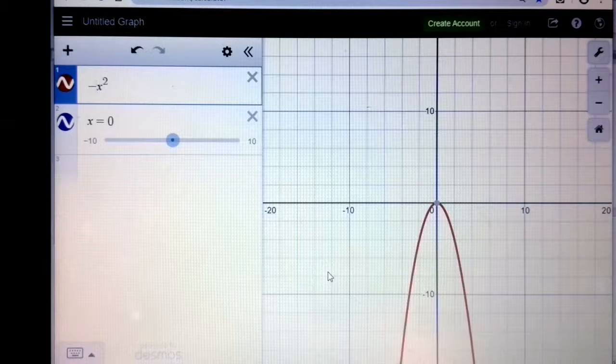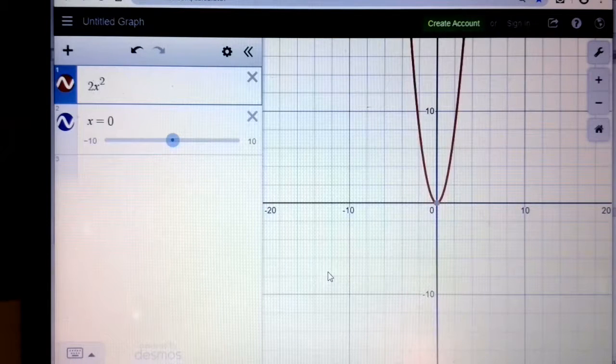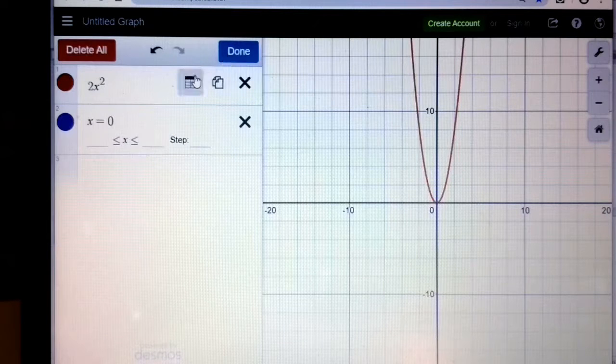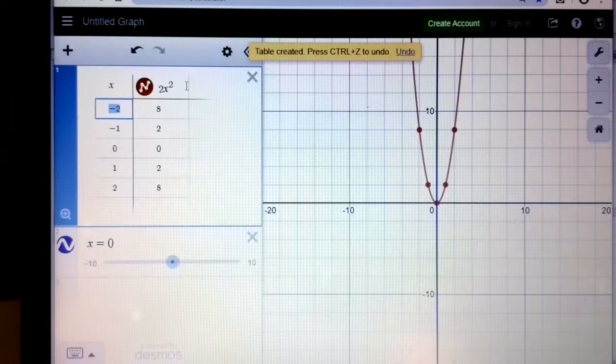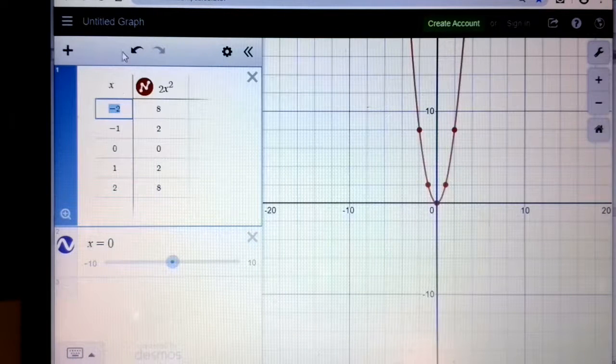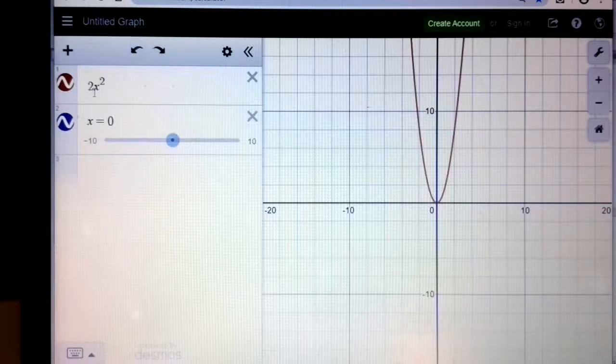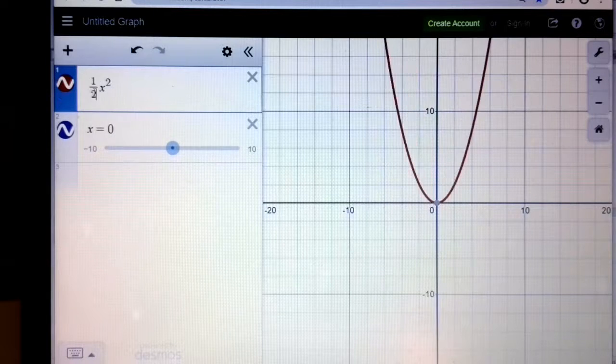The next graph we're asking you to do is go ahead and put a 2 there. And when you fill in the table of values, remember, you can go up and click on your Edit Your List, and you can ask for a table of values. And what you can see is that coefficient of 2 makes my graph taller and skinnier because each of my output values is now twice of what it was before. If I have a fraction in front, we can see that that graph is now open more.